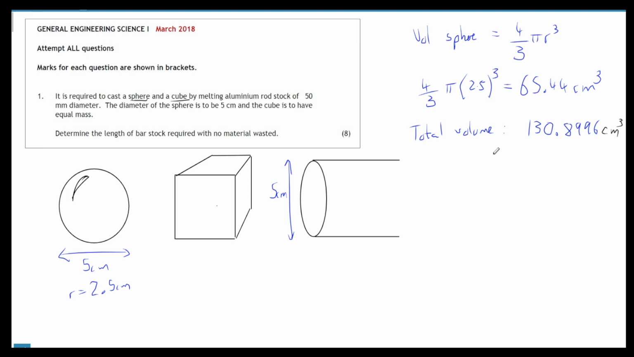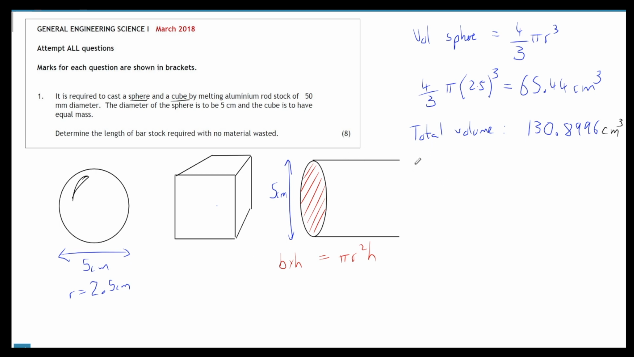Now we're going to use this volume to work out the height of the tube, of the cylinder that we need in order to cut this bit off. So the volume of a cylinder is base times by height. In this case, the base is this bit, a cross-sectional area, if you like, which is a circle. So it's pi r squared, and the height is along it. This is the volume of this thing.